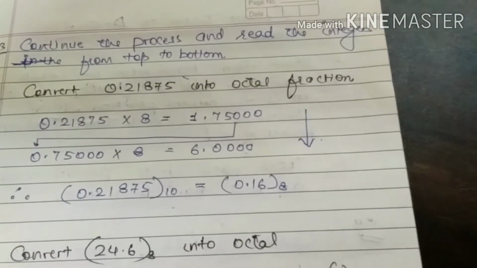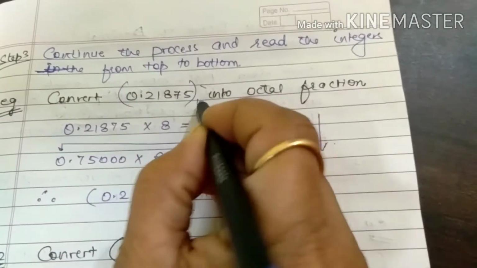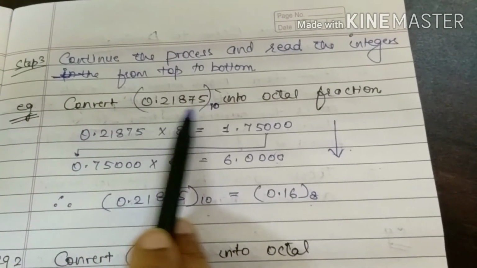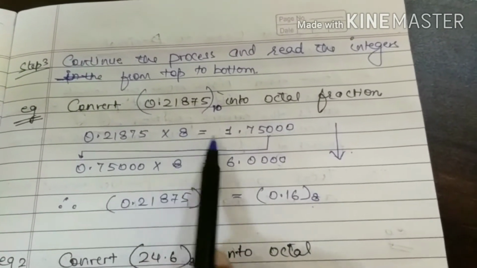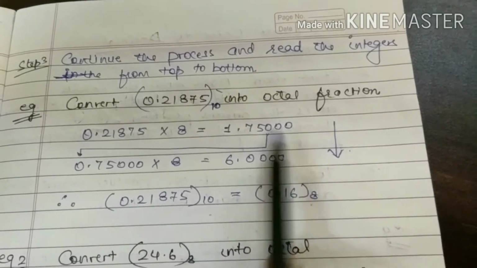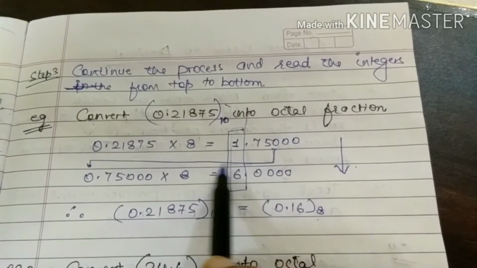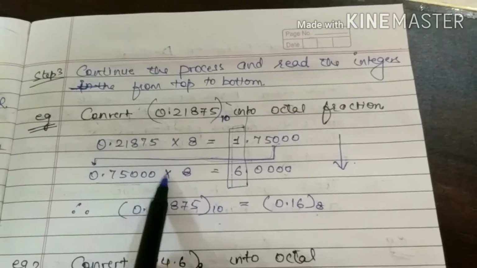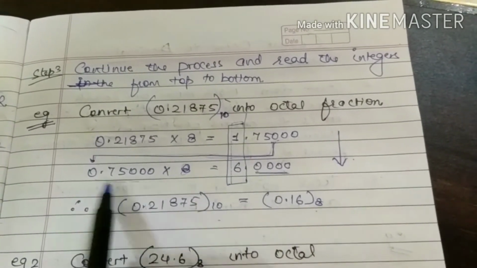So now children, this is my question: 0.21875. This is my decimal number and I want to convert it into an octal number, right? So see the process. This is the decimal number. So I have just written it over here and multiply it by what? 8. So my answer will be what? 1.75000. So I have kept the integer part separately and I have brought this decimal part here. So this is what? 0.75000. Again multiply it by 8 and you will get what? 6.000. Now this is 000. Now no need to multiply it again.